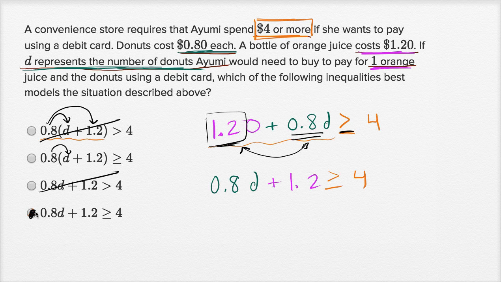Now, if you're doing this in really timed conditions, instead of even doing this, you could go straight to see which of these really describes what's going on here. So let's see, we want to be greater than or equal to $4. We're going to spend $1.20 on orange juice, and then the amount that we spent on donuts is that right over there. So you might have been able to just cut to the chase and pick that one, whichever way works better for you.